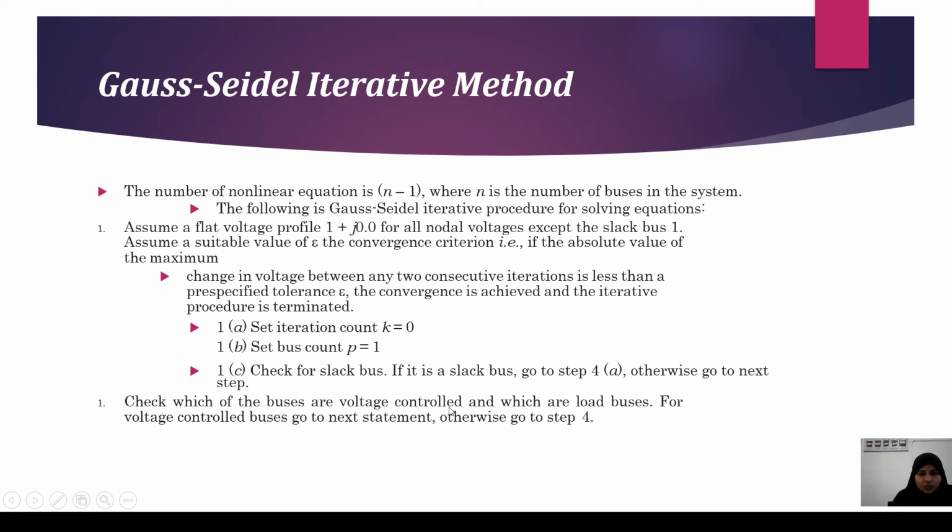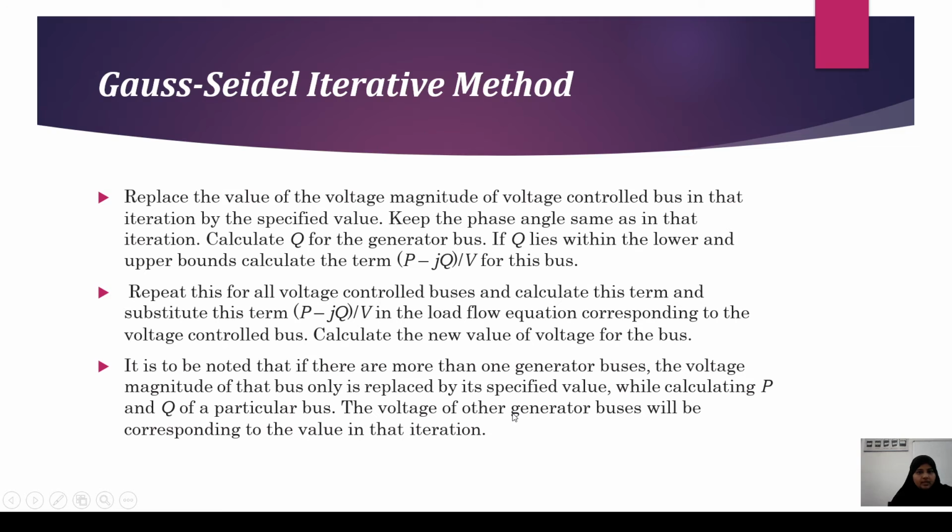Check which of the buses are voltage control and which are load buses. For voltage control, go to next statement, otherwise go to step 4. Replace value of voltage magnitude of voltage control bus in that iteration by specified value. Keep the phase angle same as in that iteration. Calculate Q for the generator bus. If Q lies within the lower and upper bounds, calculate the term P minus jQ by V for this bus. So repeat this for all voltage control buses, calculate this term and substitute it in the load flow equation corresponding to the voltage control bus.